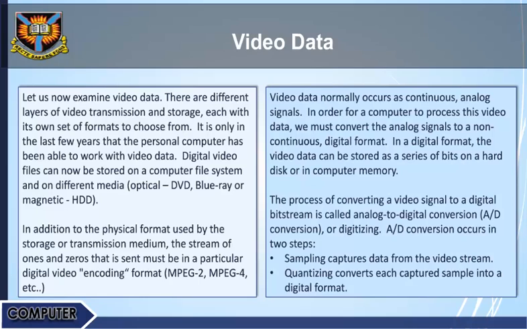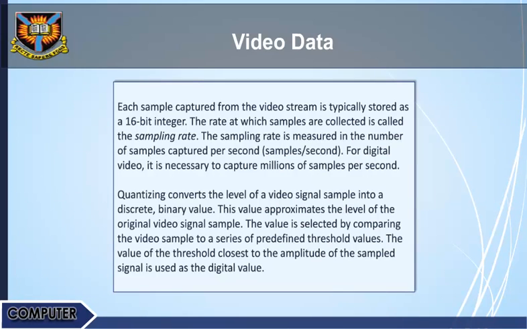A/D conversion occurs in 2 steps. Sampling captures data from the video stream. Quantizing converts each captured sample into a digital format. Each sample captured from the video stream is typically stored as a 16-bit integer. The rate at which samples are collected is called the sampling rate. The sampling rate is measured in the number of samples captured per second, samples per second. For digital video, it is necessary to capture millions of samples per second.